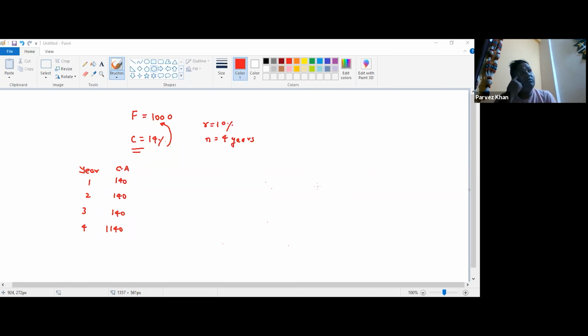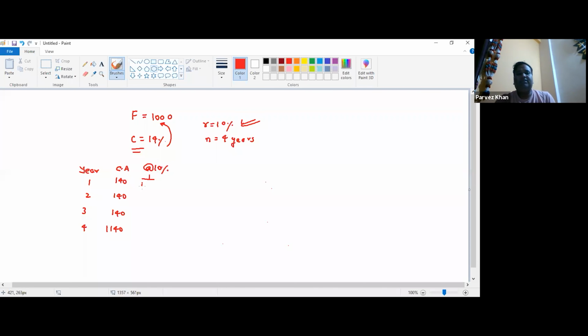Whenever you have to find present value, we multiply future value with the discount factor. Price of the bond, value of the bond, present value of the bond, all are the same thing. So basically we are finding the present value of the bond. Present value means future value multiplied with the discount factor. So what is the discount rate? 10%.